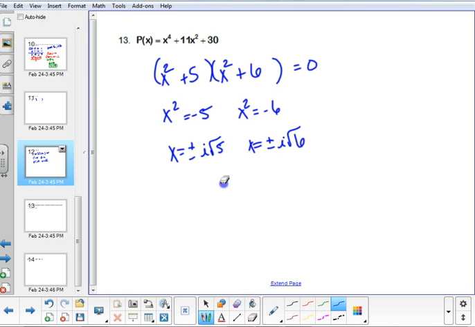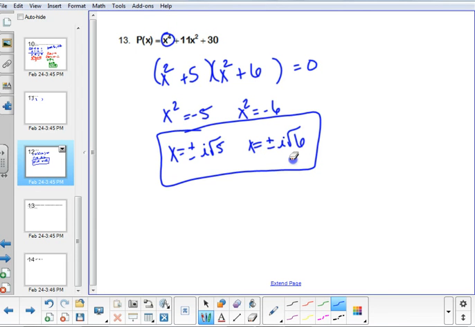So again, I want you to notice the complex conjugate pairs are showing up with each other. Positive i square root of 5 and negative i square root of 5, and same thing with the i square root of 6. And I just found 1, 2, 3, 4 zeros. I noticed this was a degree of 4, which means I should have found 4 zeros, and I think I have all of them.